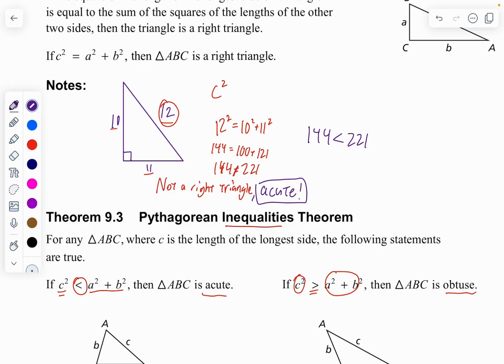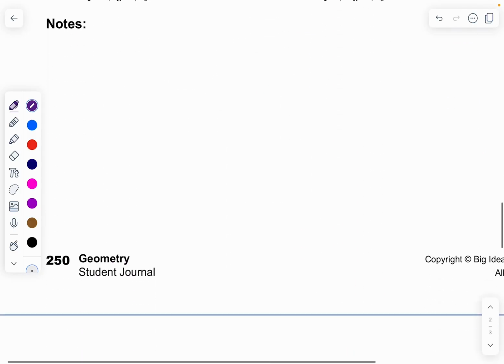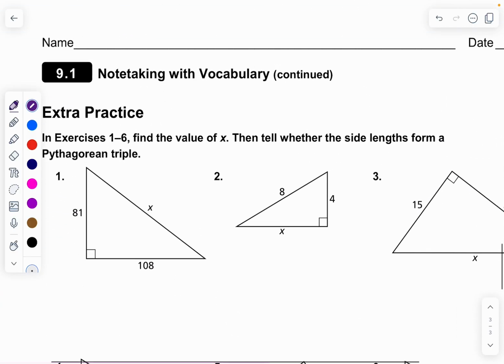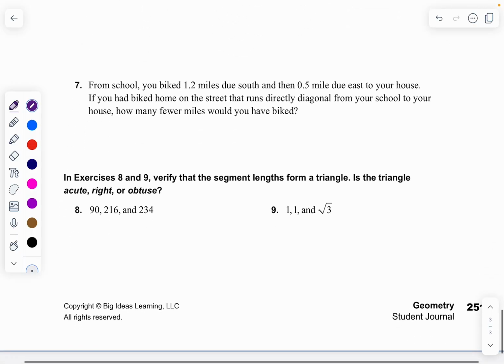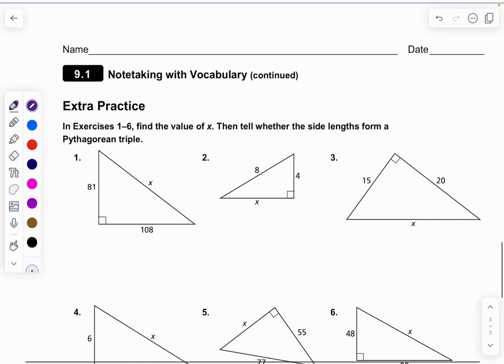So these are the type of examples that you're going to need to work with Pythagorean theorems. Using the Pythagorean theorem to find a missing side, and then also using the Pythagorean theorem to test out if the triangle that's presented to you is a right triangle or not, and if not, is it an acute triangle or an obtuse triangle? Of course, if c squared equals a squared plus b squared, it is a right triangle. All right, so let's do these examples right over here on the second page, and we'll do all of them.